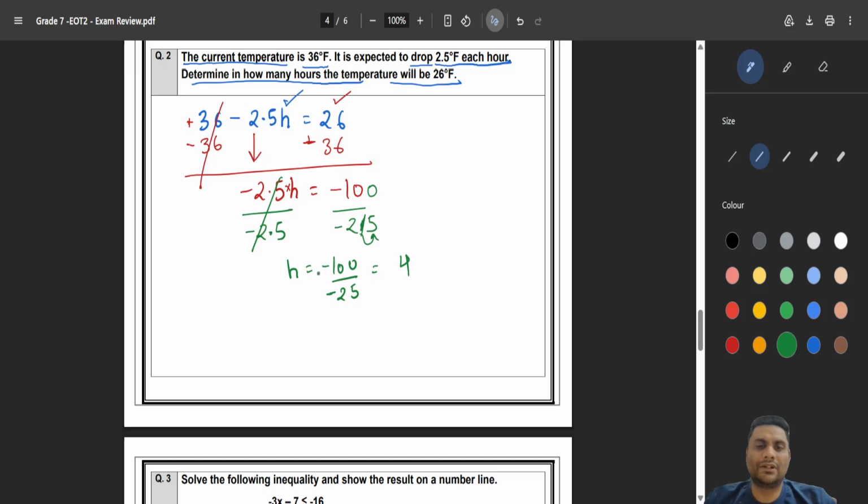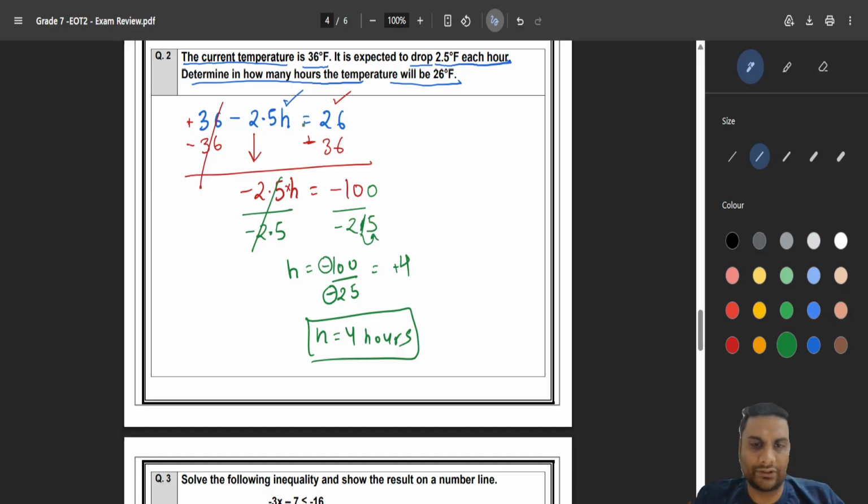Plus or minus? Check, both the signs are same. In multiply divide, we check the signs, not the bigger number. Both the signs are same, so it will remain plus only. So how many hours? 4 hours. After 4 hours, the temperature will go down from 36 to 26. Okay.